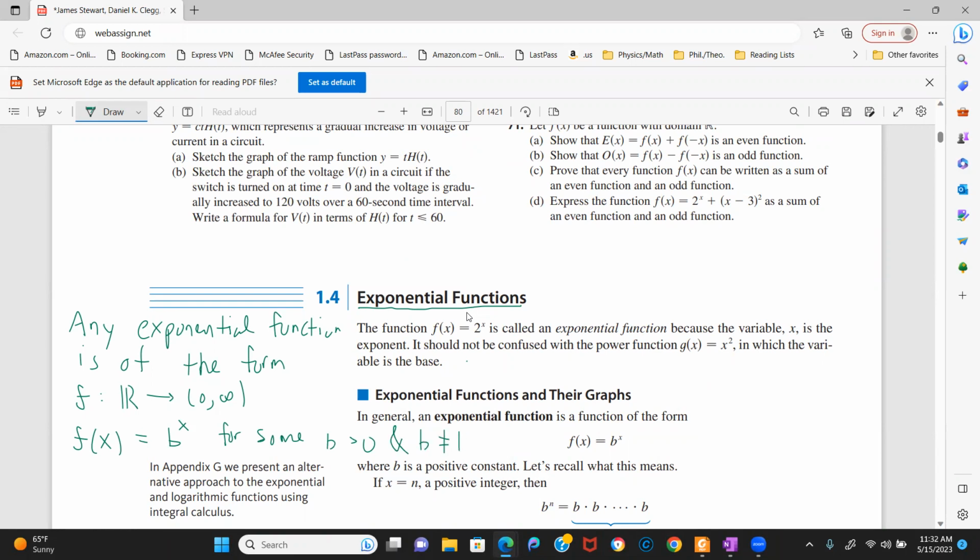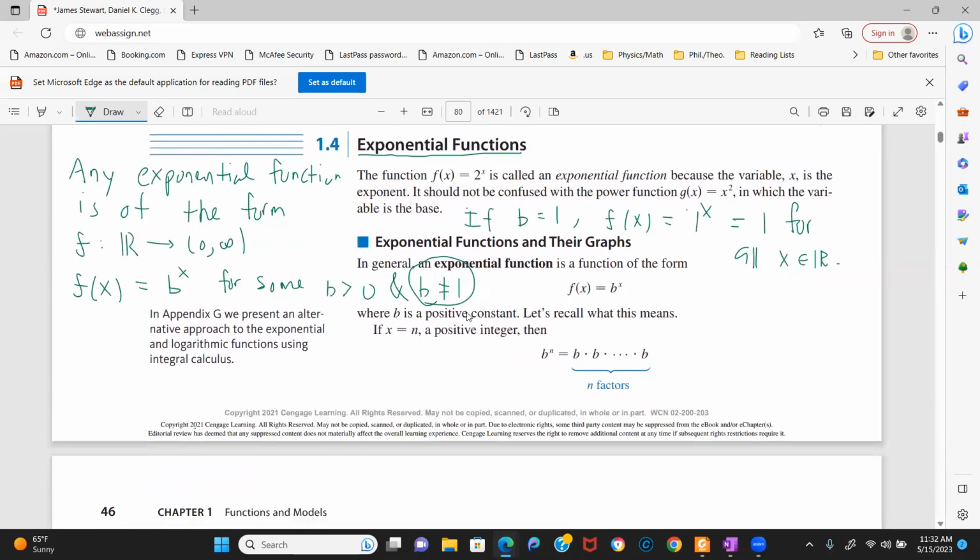The reason why is that if b is equal to 1, then f of x is equal to 1 to the x, and that's just 1, for all real numbers x. So it would be boring. We want b to be positive, but also not equal to 1, because otherwise you'd just get the constant function. f of x would always be equal to 1 for all x. So we rule that out.